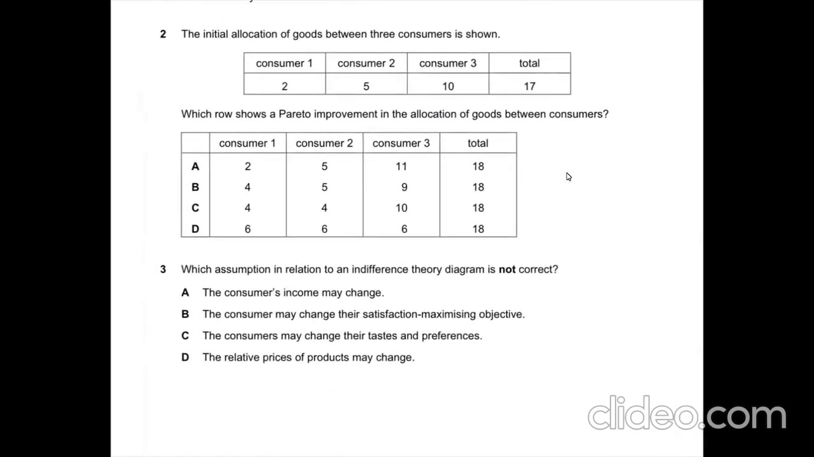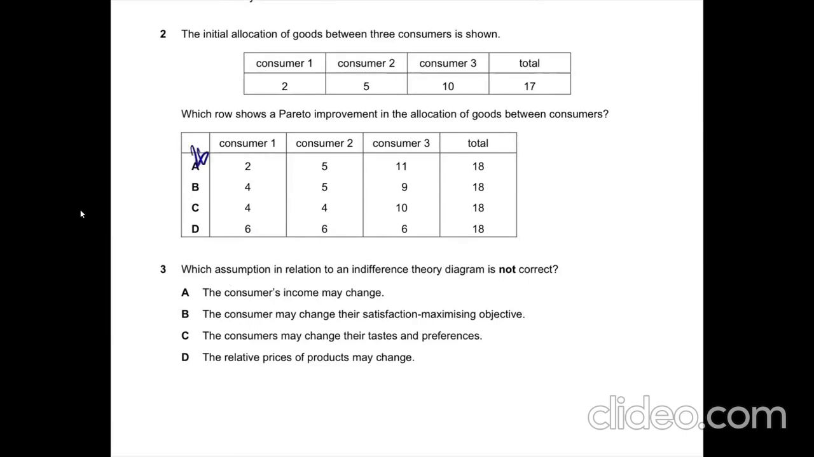Question number 2. The initial allocation of goods between 3 consumers is shown. Which row shows a Pareto improvement in the allocation of goods between consumers? Pareto improvement refers to the fact that one's change in consumption utility doesn't affect other people's consumption utility, like decreasing others. No, that's not a Pareto improvement. So if we understood correctly, then the answer has to be A.